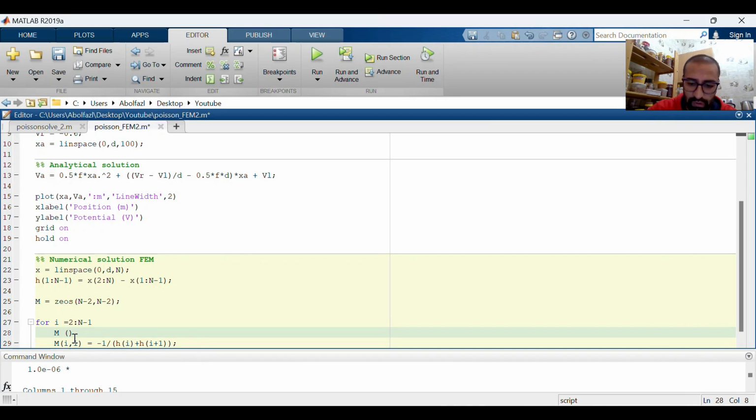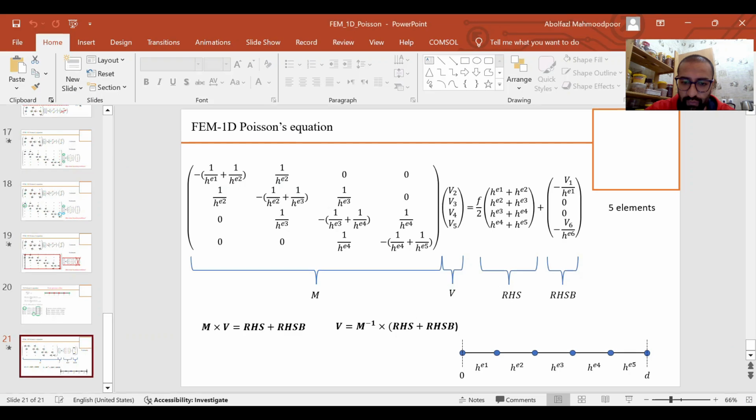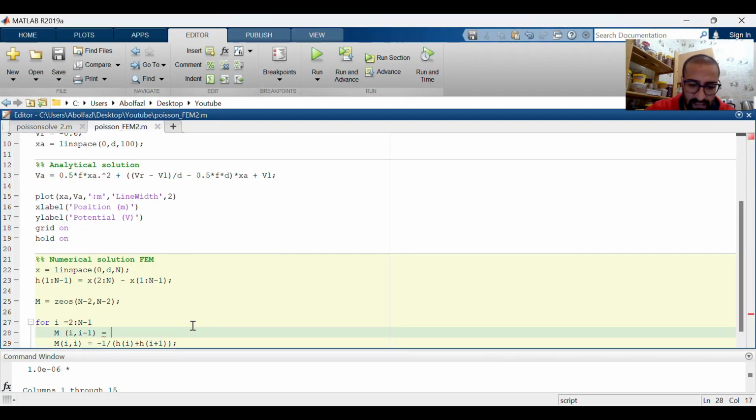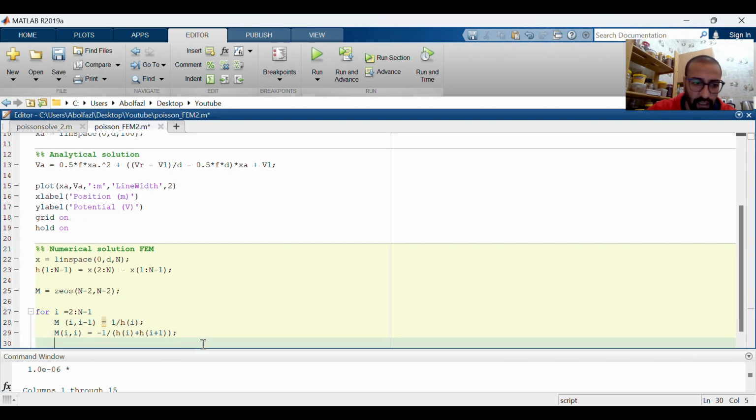When I is 2, it should be I minus 1. Yeah, it gives us m2,1. It means that second row and first column, therefore it should be m21. This one, m21. This one is 1 over h e2. It means that it should be 1 over h I, yes.